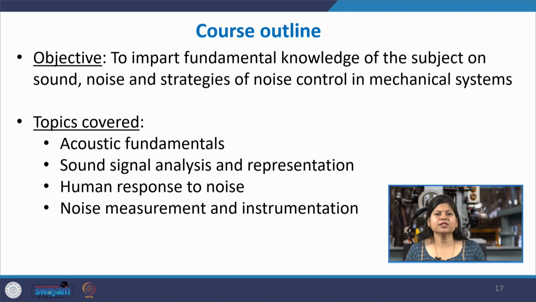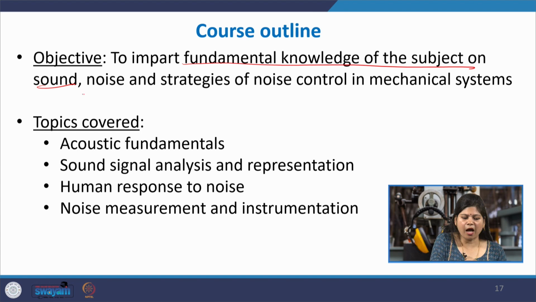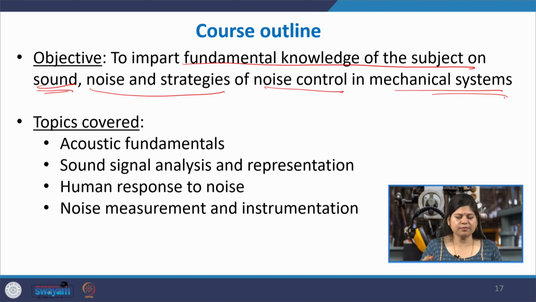So, the objective of this course will be to impart fundamental knowledge on the subject of sound: what sound is as a physical phenomenon, how it propagates, how it transmits through various surfaces, and how it reflects back from various surfaces. That knowledge is very important to understand how to control that sound. So, the fundamentals of sound propagation will be discussed, and various strategies for controlling noise in mechanical systems will be covered.